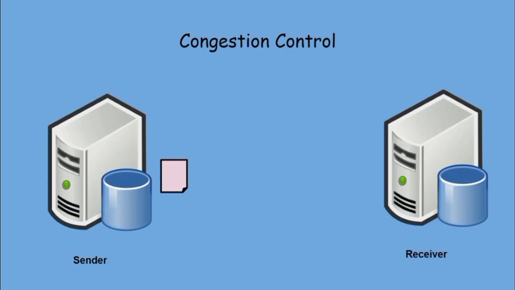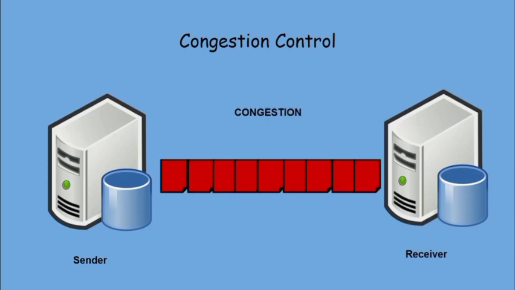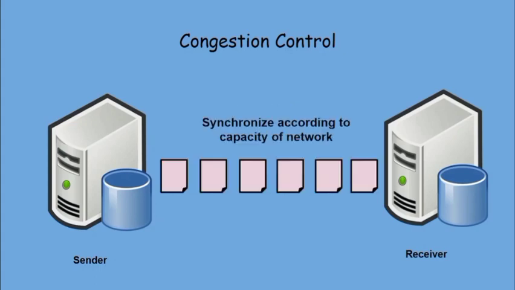One of the most important features of TCP is congestion control. Now suppose the data is being sent like this. Suddenly, this is the state of congestion. That is, the network capacity is being exceeded. TCP controls congestion by synchronizing according to the capacity of network.